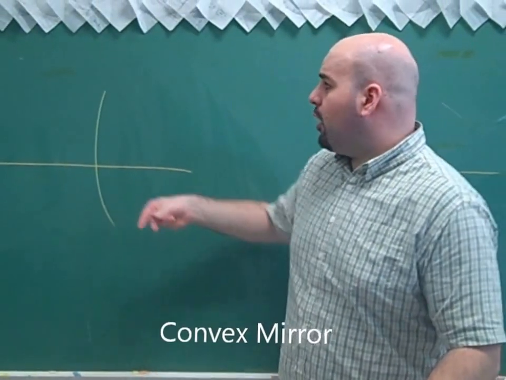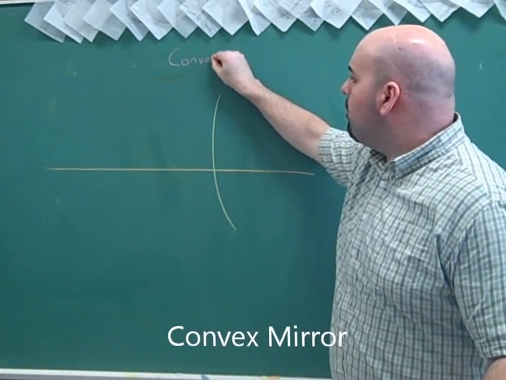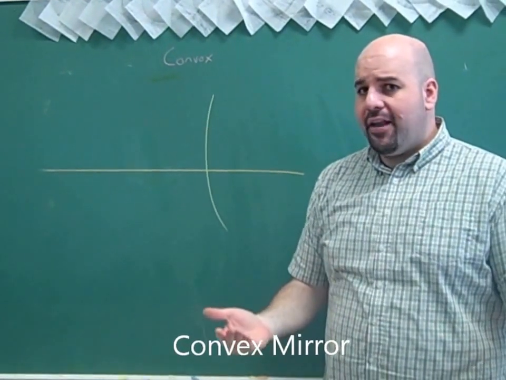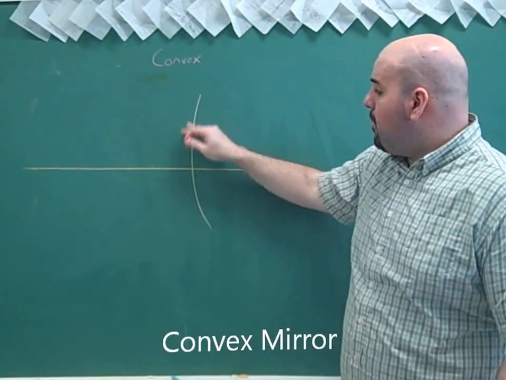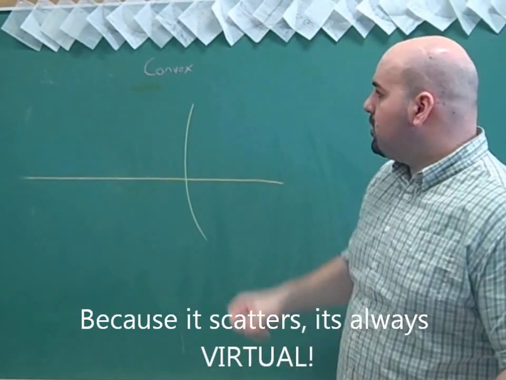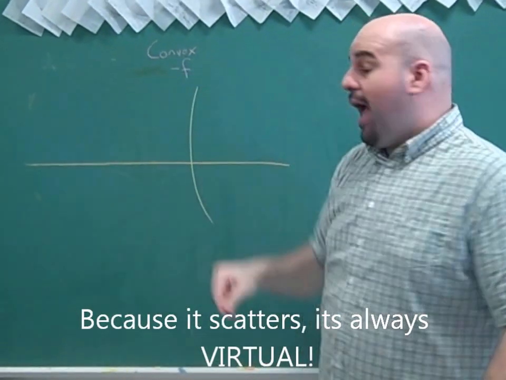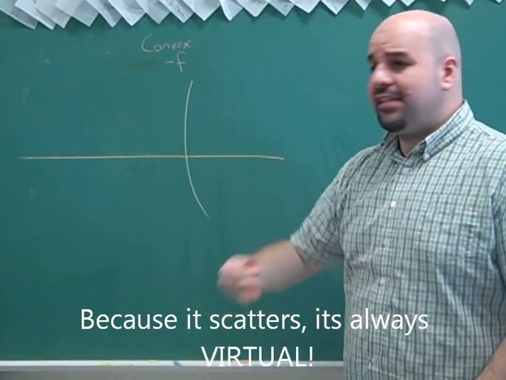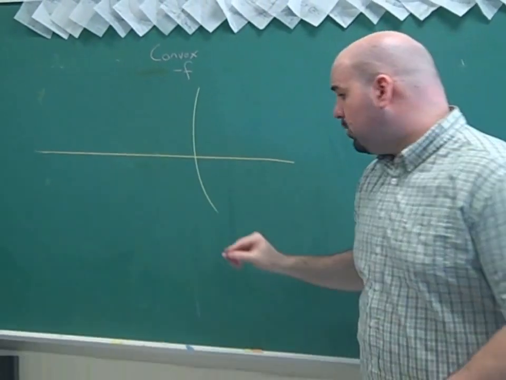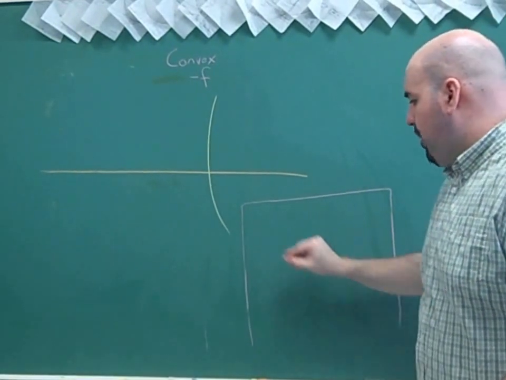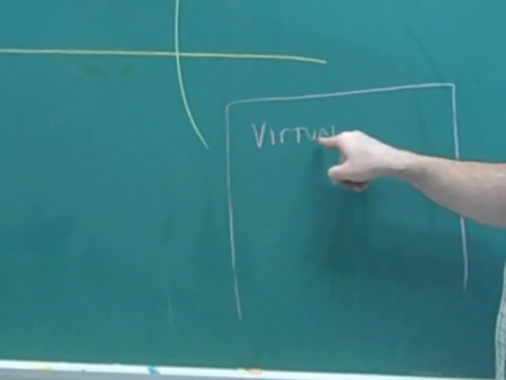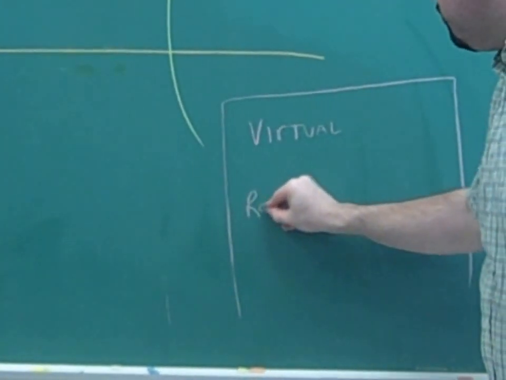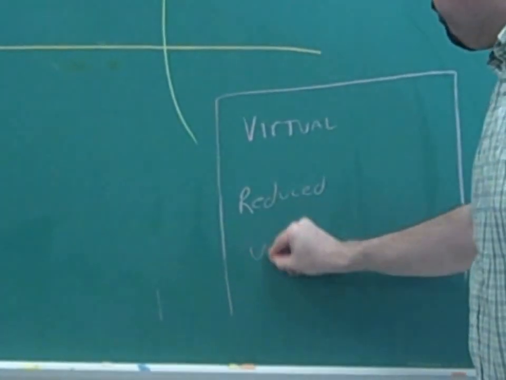And welcome back. We're about to do a convex mirror. Now, in the previous example, I had to discuss whether the object was outside or inside the focal point. This is entirely different. This kind of mirror, because of its shape, scatters light. Because it scatters light, it has a negative focal length. And because it scatters light, it will always have the same 3 properties. We're going to see in a little bit. This is always going to make virtual, because it's scattered. Reduced, upright. This is always true for this kind of mirror.